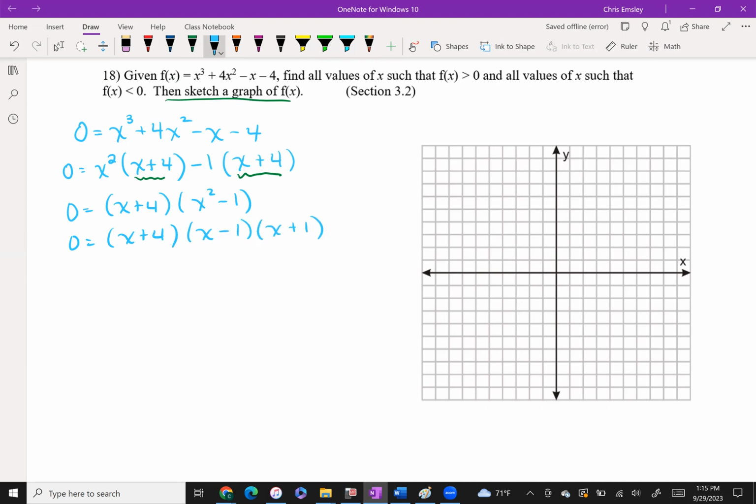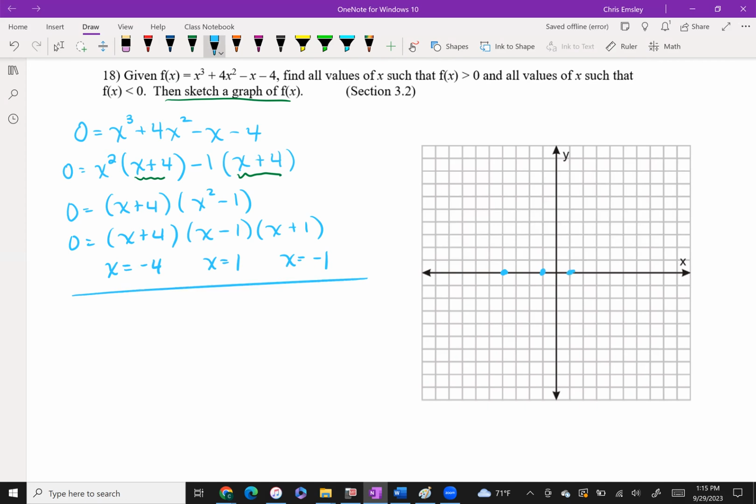And so we have 4 zeros or 4 x-intercepts. We have one at negative 4, positive 1, and negative 1. And I'm just going to go ahead and graph those points. We need them negative 4, negative 1, and positive 1.